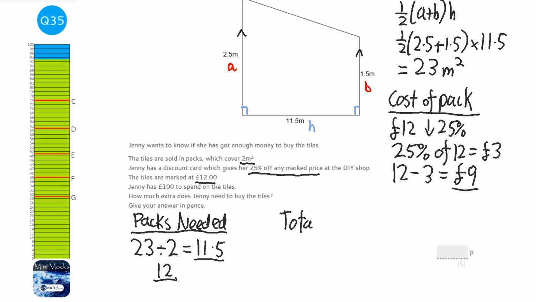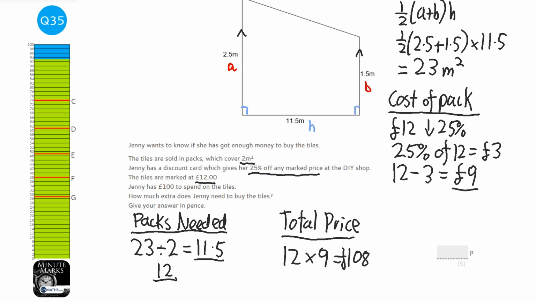So total price. I need 12 packs, and each of them costs £9. So 12 times 9 is £108. So it's going to cost £108. Now, the last bit of the question, she says she's got £100 to spend. How much extra? So it wants it in pence as well. So we need to do extra. And all I'm doing here is doing 108, take away 100, which equals £8, which is 800 pence.